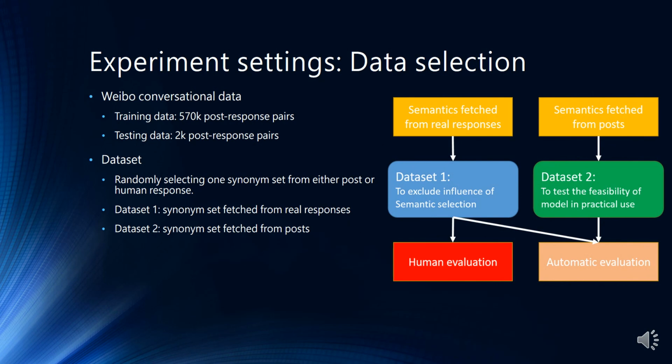Now let's come to the experiment part. In this paper, we chose Weibo conversational data. There were 570,000 post-response pairs for training data and 2,000 pairs for testing data. The testing data was separated into two parts. The first part used semantics that were randomly fetched from real responses to exclude the influence of semantic selection, and was used in both human and automatic evaluation. The second part uses semantics that were randomly fetched from posts to test the feasibility of the model in a practical scenario, and was used in automatic evaluation.